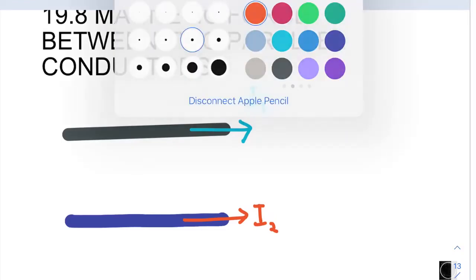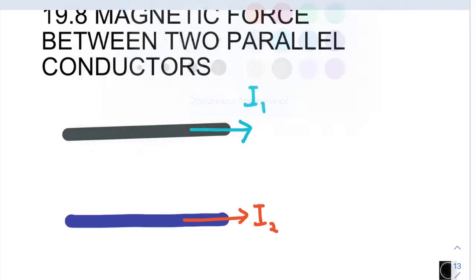For I1, place your thumb along the direction of I1 and grab wire 1. So the bottom part of wire 1 will have B1 into the page. On the top of wire 1, B1 will be out of the page. So the blue color here is B1.